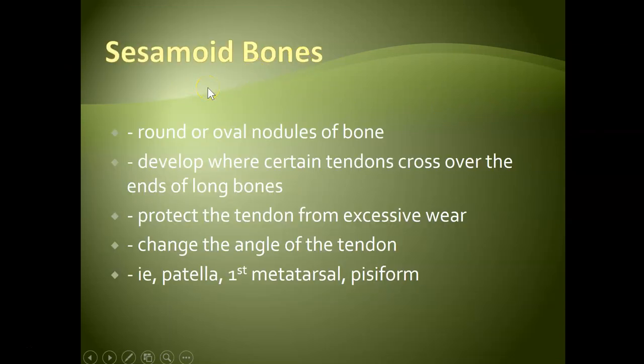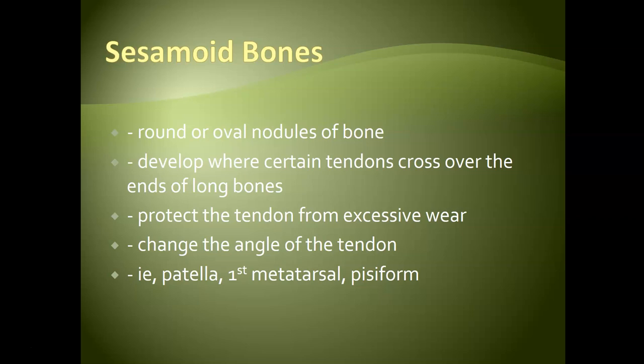Sesamoid bones are exactly what you think. It means they're shaped like a sesame seed. So they tend to be round or oval, and they develop where tendons cross over ends of long bones. They do two things. The first is they protect that tendon from getting too worn as it crosses over those two big bones. And the second thing is it changes the position of force, and in some cases makes a muscle seem more powerful because it changes the direction of that force.